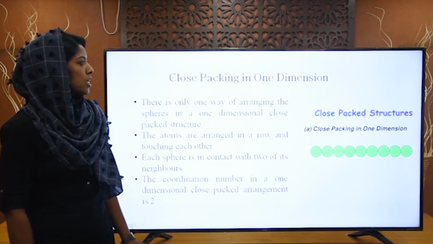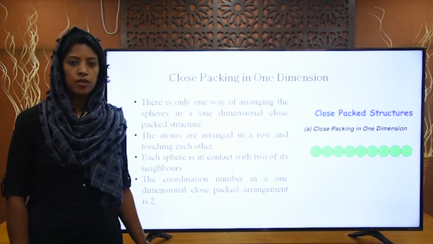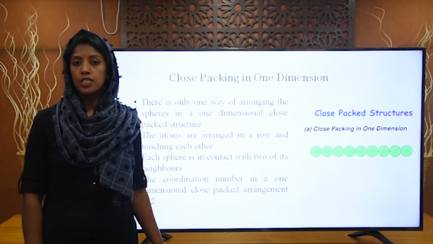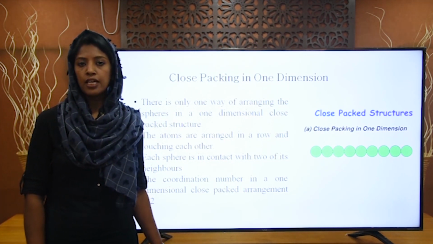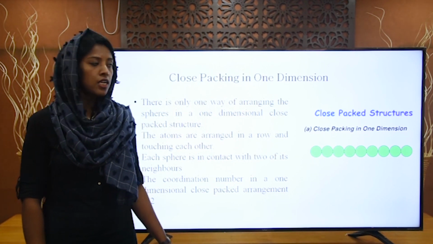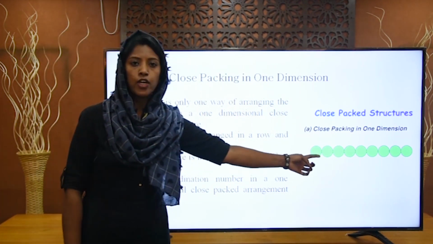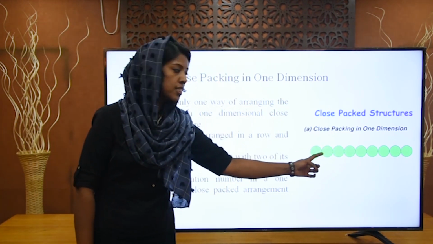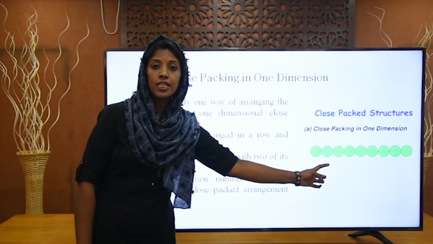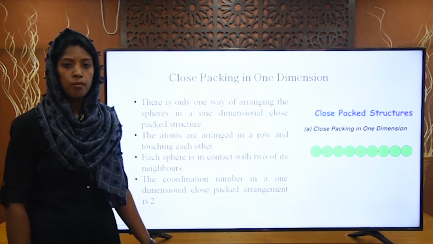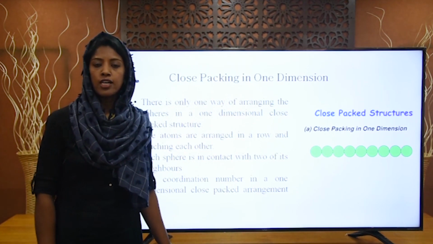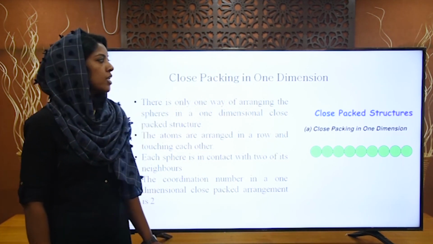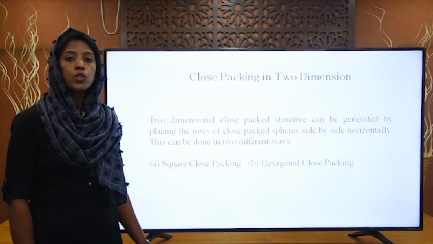The first one is close packing in one dimension. In one dimension, there is only one way of packing the crystal lattice, and here all the atoms are arranged in a row and each sphere is in touch with two of its nearest neighbors, and the coordination number in close packing in one dimension is 2. Now let us go to close packing in two dimensions.